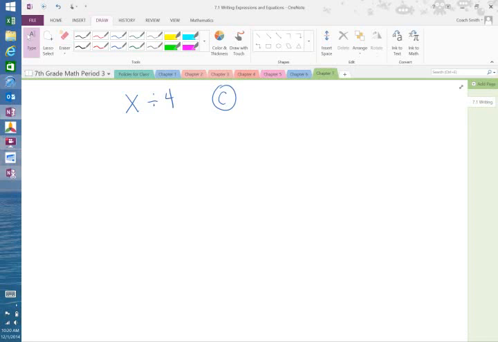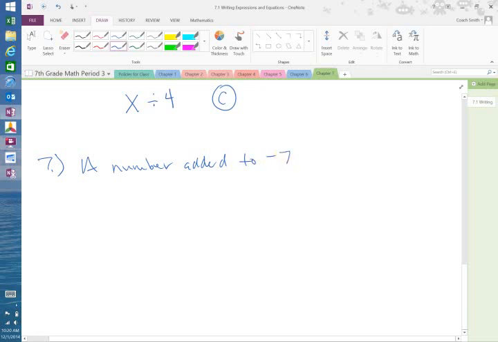Let's move down. Let's look at number 7. Number 7 says a number added to -7. Now, obviously, as you see right here, we're going to have negatives and positives in these problems. A number added to -7. So what is the key term there? Obviously, added. So does that mean I'm going to subtract? Divide? Multiply? No. It means we're going to add.